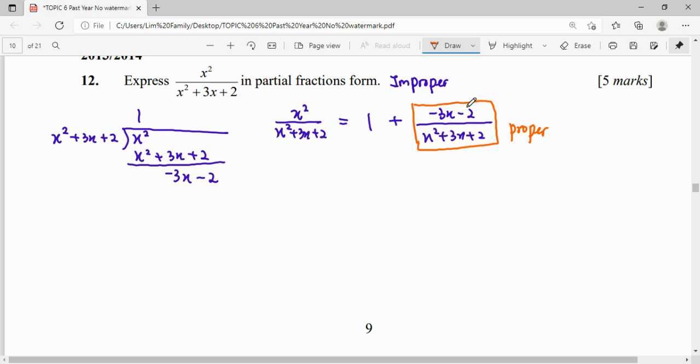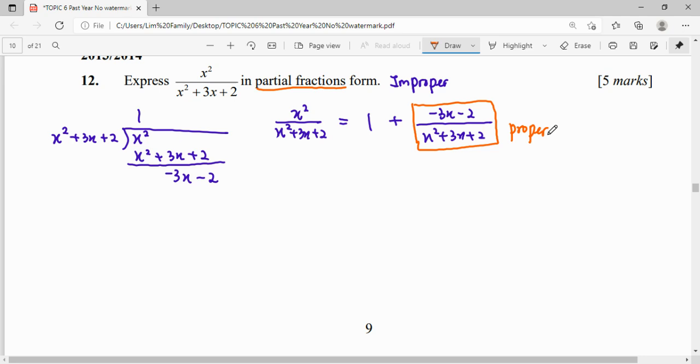So the numerator ranking is smaller, the power is smaller than the quadratic power. So linear is power 1, quadratic is power 2. So when its numerator power is less than the power at denominator, then this will be a proper fraction. So this is the fraction that can undergo partial fractions. So this is our first step, how we get to the proper fraction.